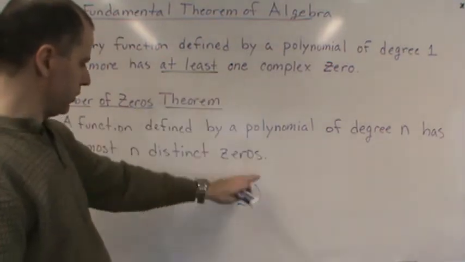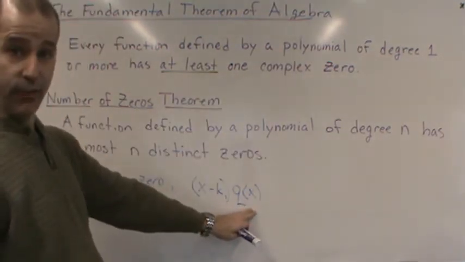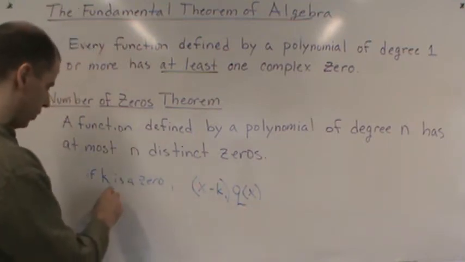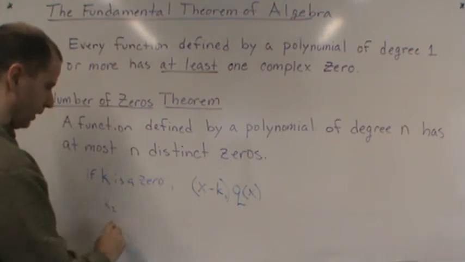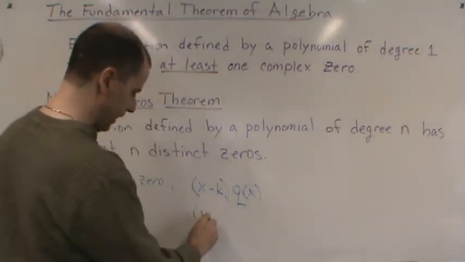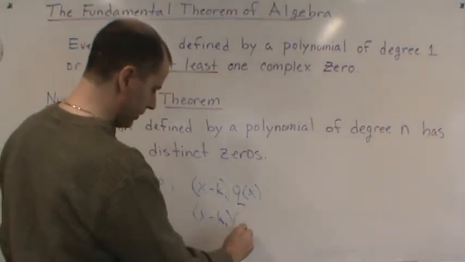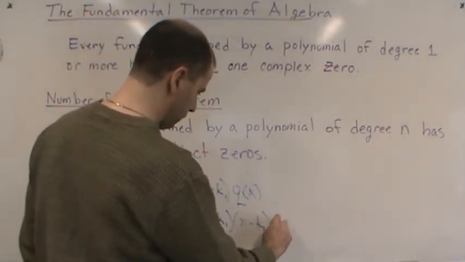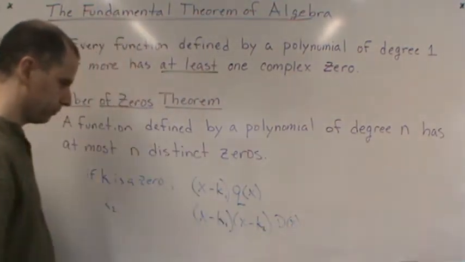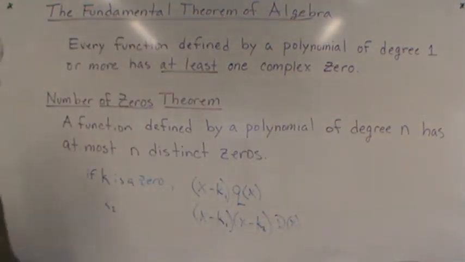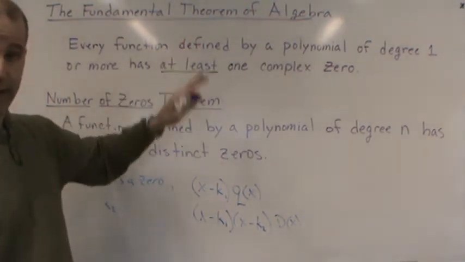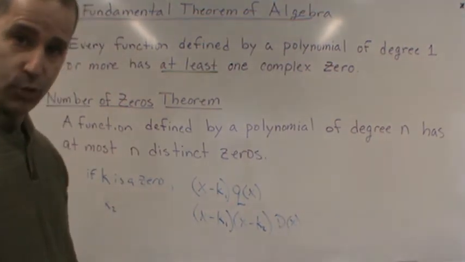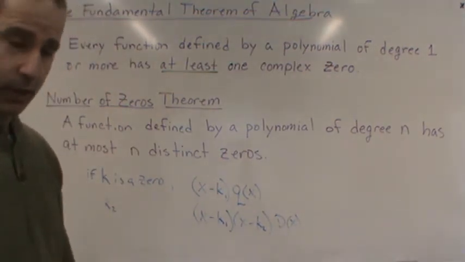So the fundamental theorem of algebra says this is factorable, so there has to be a complex value for this one. Let's call that k2. And so that means we can write this as x minus k1 times x minus k2 times, let's call it, p sub x. Using the fundamental theorem of algebra and the factor theorem, we can keep doing this until we get down to the last factor, which is going to be a linear factor.